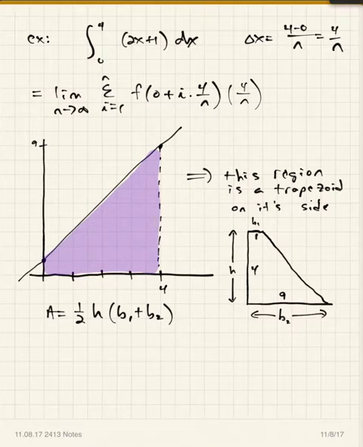We could actually calculate this really easily. Area is 1/2 times the height, which is 4, times the sum of the bases, which is 1 plus 9.